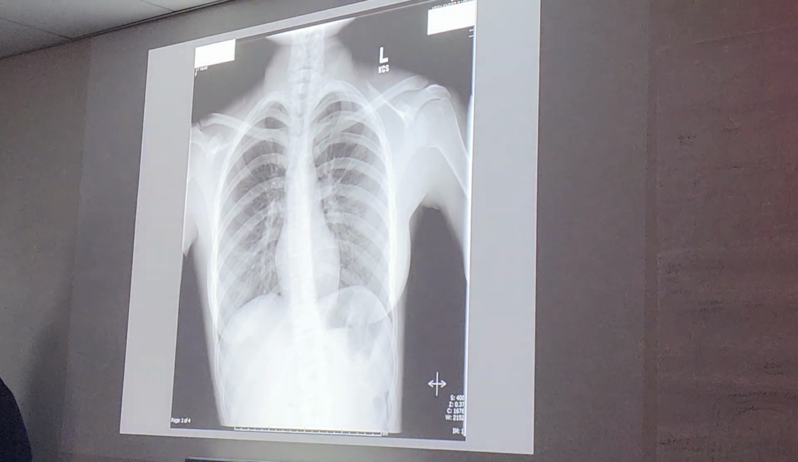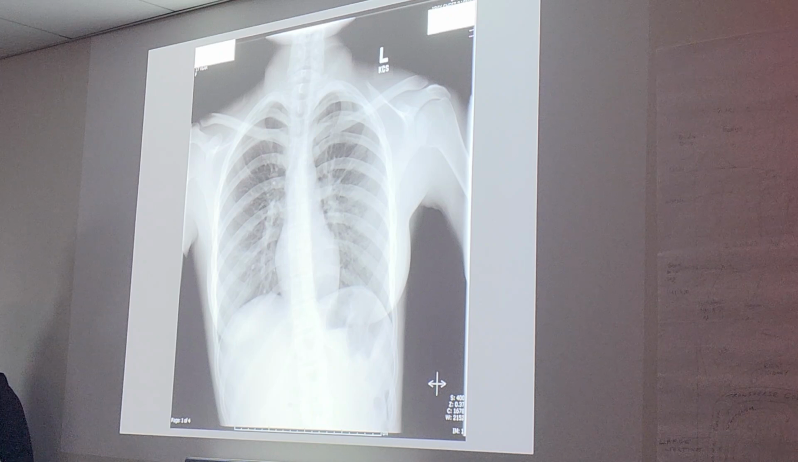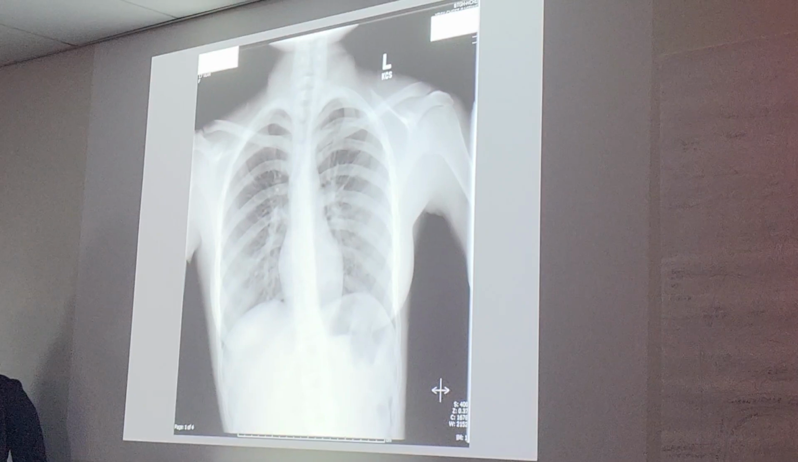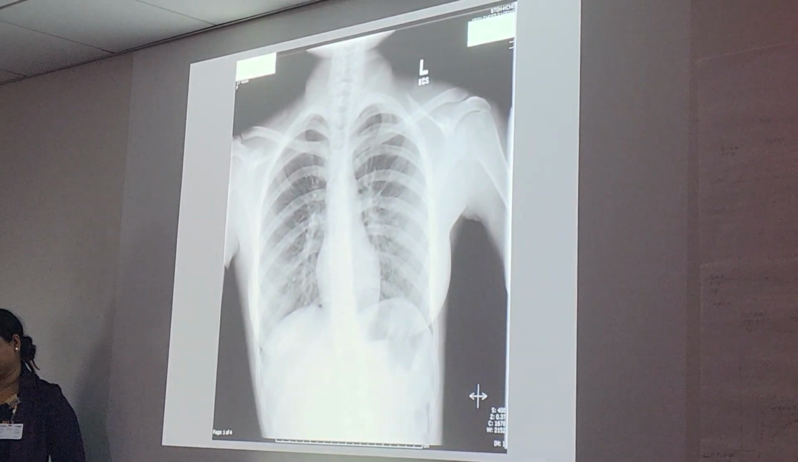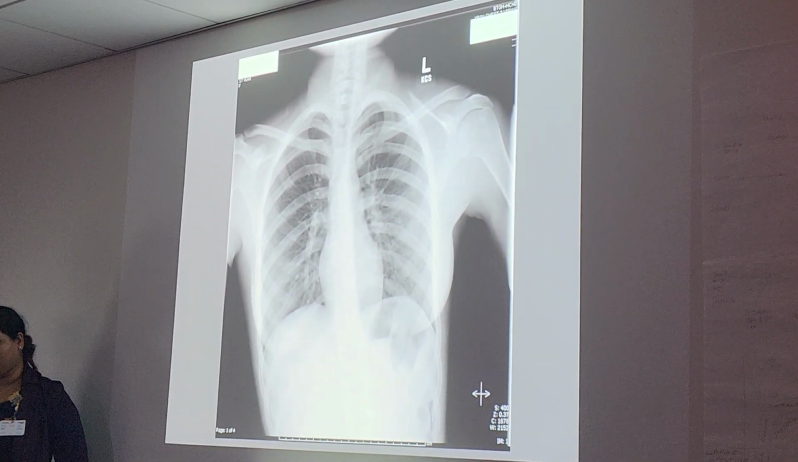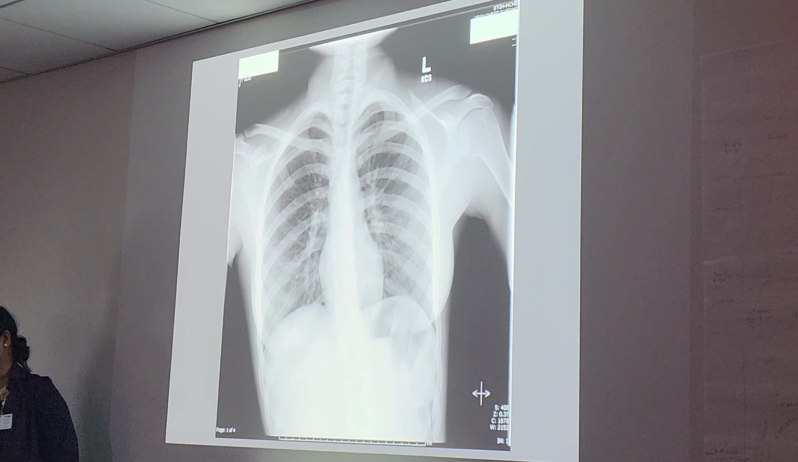What about this one? Off-centered. The L spine is rotated to the left. So the patient is not standing straight. Off-centered. Okay, tell me why. You see more space on the left than the right.